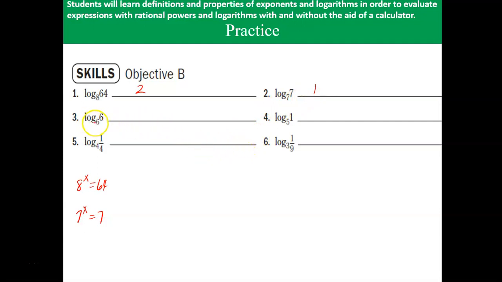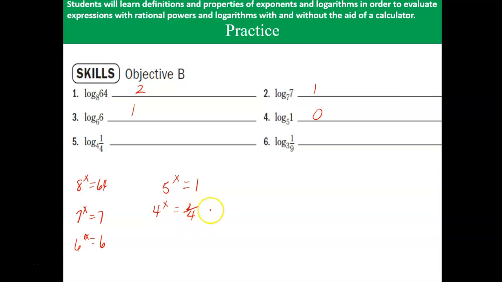The log base 6 of 6, so that means 6 to some power equals 6. So that's 1. Then we have the log base 5 of 1 equals some number. So that means 5 to some power equals 1. We got our zero exponent property. Here we have 4 to some power equals 1/4.